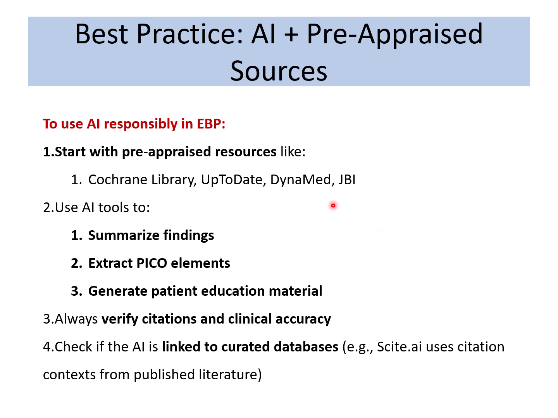To use AI responsibly in evidence-based practice, start with pre-appraised resources like Cochrane Library, UpToDate, DynaMed, or JBI. Use AI tools to summarize findings, extract PICO elements, and generate patient education material. For example, you can say how you're going to counsel the patient, or patient education material includes everything that you are going to tell the patient. They can be in any language, even ChatGPT or any AI tool can help you to formulate it in any language, and even as audio as well.